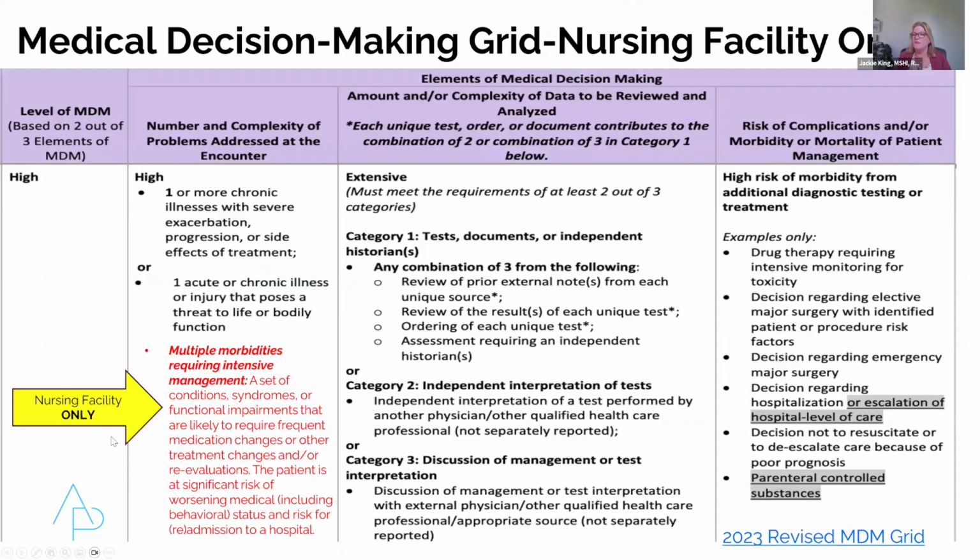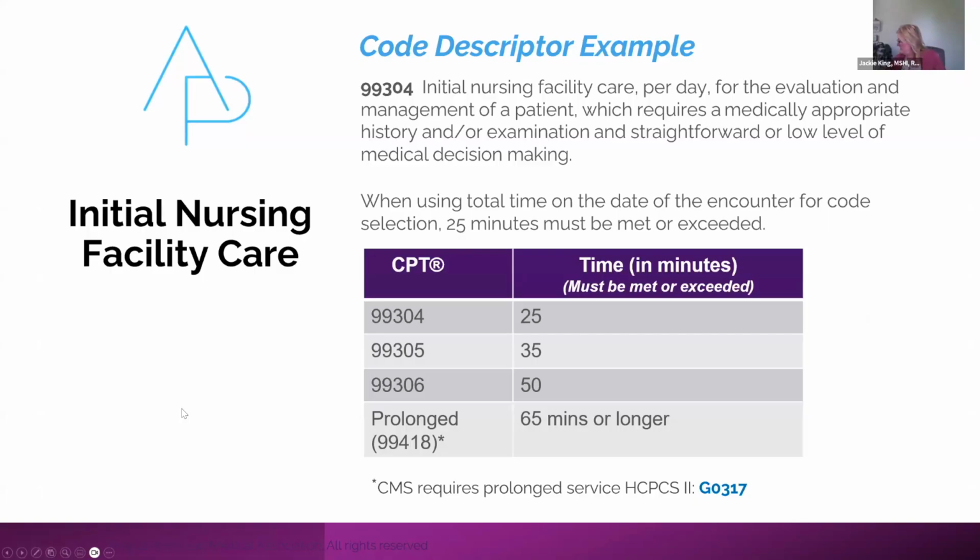Okay, going back over, remember, nursing facility only, and moving into actual CPT code descriptors in our yellow book. A 99304 says it's an initial nursing facility E&M for a patient, which requires a medically appropriate history and/or exam. Folks, it does say one or the other, but I have yet to see a doctor's note without both. And then it has straightforward or low level of medical decision making. So let me go back to my highlighter. They took straightforward and low and mushed it together into this 99304. Then this is moderate medical decision making and this is high.